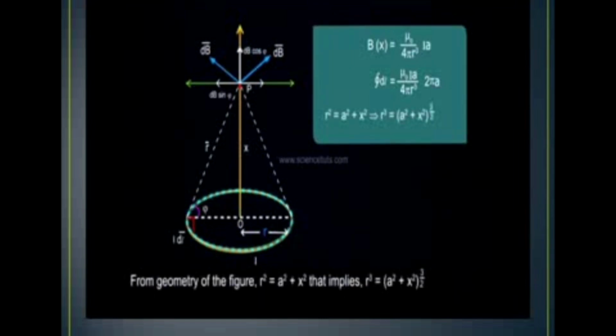In that triangle, one side is x, another side is a. So the resultant r equals, already we know that r square equals a square plus x square. Here r cube is there, that's why we are writing it to the power of 3 by 2.